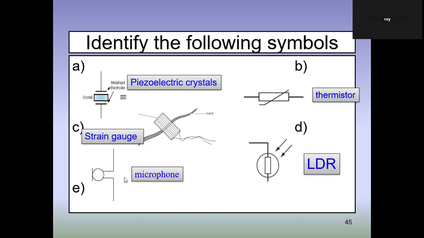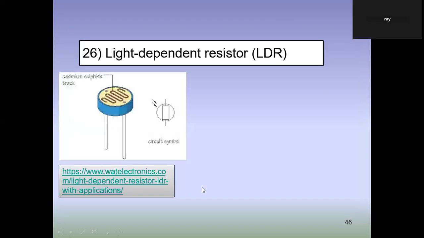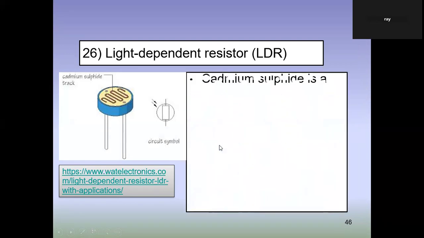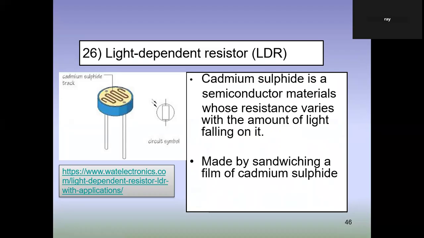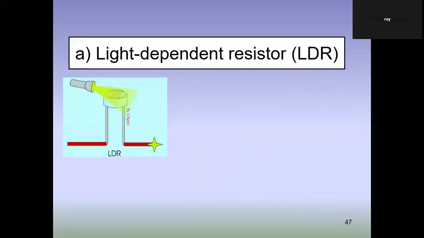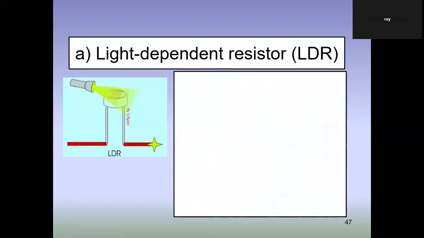Okay, so these are the different symbols that you may need to remember. Light dependent resistor is how it looks like. This is how the symbol looks like. Cadmium sulfide is a semiconductor material whose resistance varies with the amount of light falling on it. Made by sandwiching a film of cadmium sulfide between two metal electrodes. All you need to know about light-dependent resistor, or LDR.